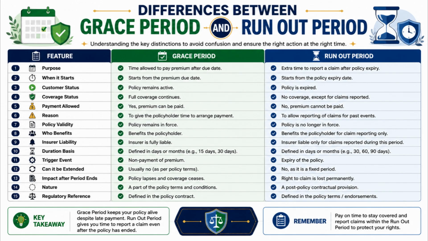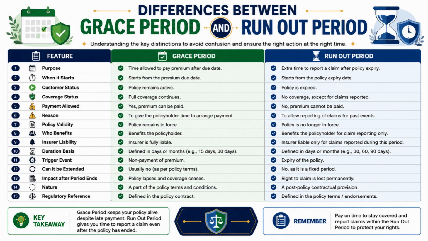Number 3. During a grace period, the policy remains active, whereas during a run-out period, the policy has already expired. Number 4. Coverage generally continues during a grace period, whereas coverage does not continue during a run-out period except for eligible claims being reported.